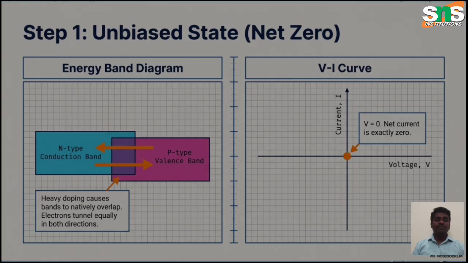So this is the energy band diagram of the tunnel diode. Then we have the characteristics curve, with voltage on the x-axis and current on the y-axis. So V equals 0, the net current is exactly 0. This is step 1, the unbiased state. The net voltage and current are 0.